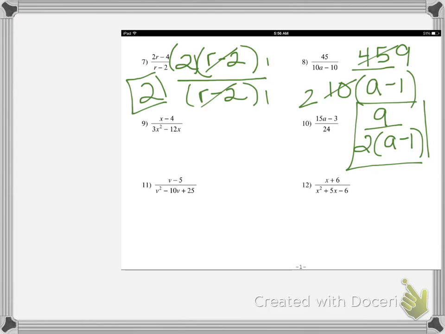Kuta Software, free worksheets. These are simplifying rational expressions. That's the option. And then all of the answers down at the bottom, which I did not copy. You can go look for those yourself.